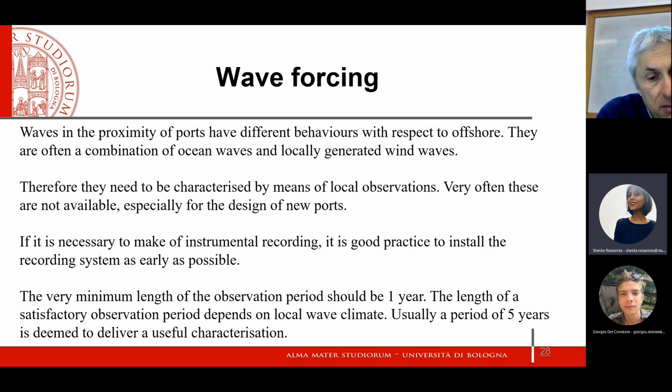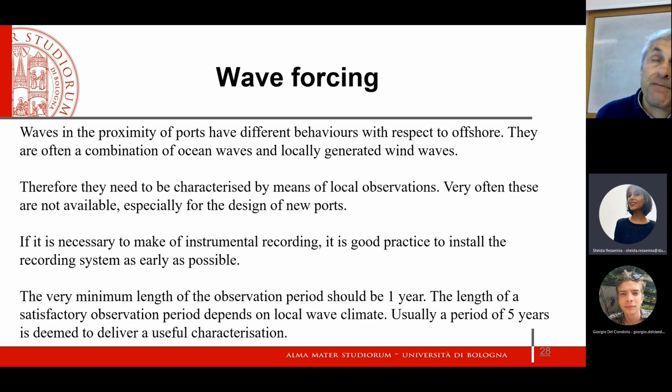1 year is a long time, but at the same time, if we think of the time taken by a project and the time taken by building a harbor, it's not really a long time. And if we start as soon as possible to get information, by the time that we start building the harbor, in practice, we may have additional information to assimilate. And this is extremely important in order to minimize uncertainty.